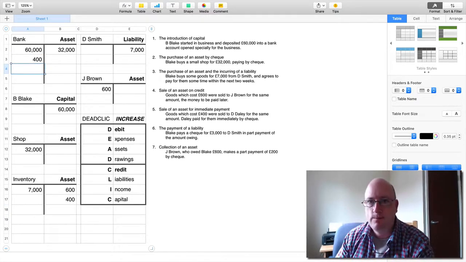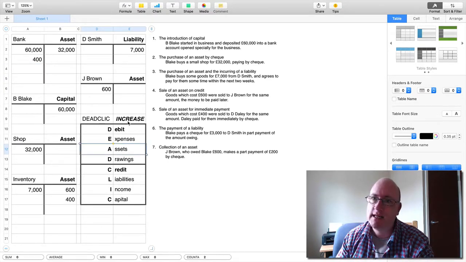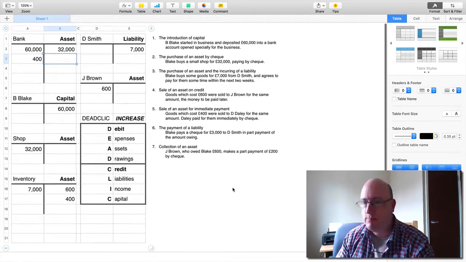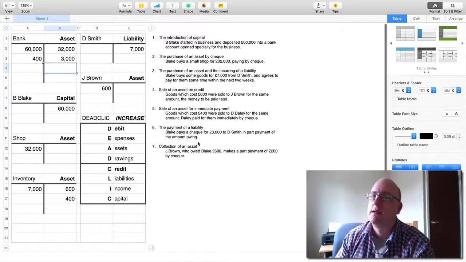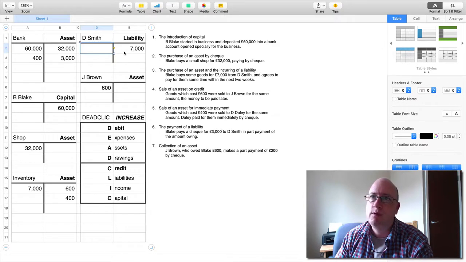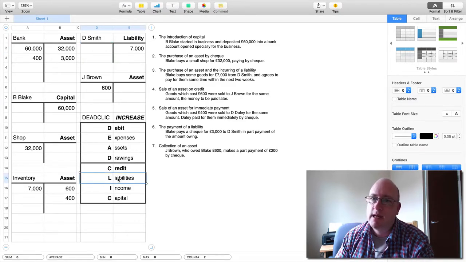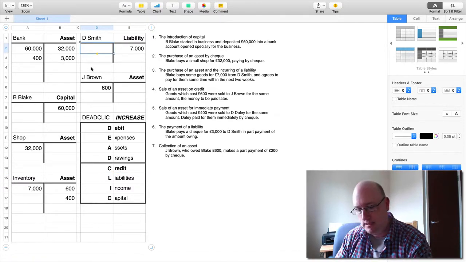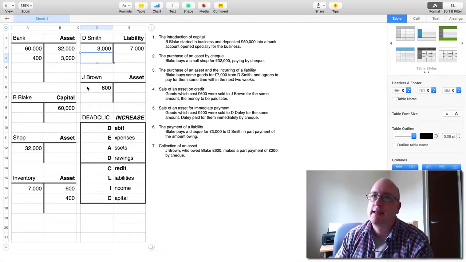So we've got 2 transactions to go. Blake pays a cheque for £3,000 to D. Smith in part payment of the amount owing. So £3,000 coming out of the bank account. The bank account's an asset. We're decreasing it. So we're going against DEADCLIC. So the opposite of debit is credit. So we move up there and we've paid £3,000 out. Now D. Smith's liability account. At the moment, we owe him £7,000, but we're now decreasing that value. We're decreasing the liability. So there's a liability. Now remember, increasing the liability is a credit. We're decreasing the liability, so it's a debit. So £3,000 goes in there, and that settles part of D. Smith's invoice.